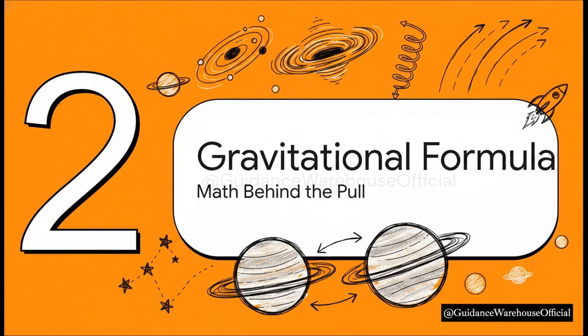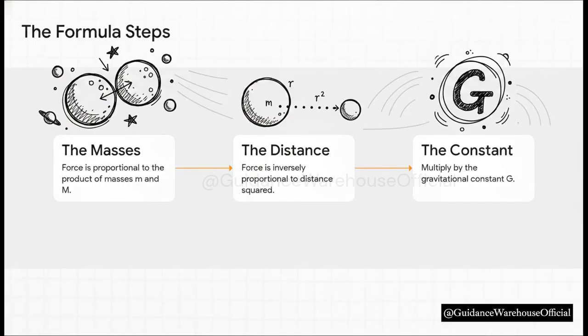Moving on to Section 2, the gravitational formula, the math behind the pull. Okay, now that we've got the core concept down, let's look at the math. Because physics is really all about taking these elegant concepts and expressing them through precise mathematics. Let's break this equation down step by step, almost like we're working it out on a chalkboard together. The formula is F equals big G times little m times big M, all divided by r squared.